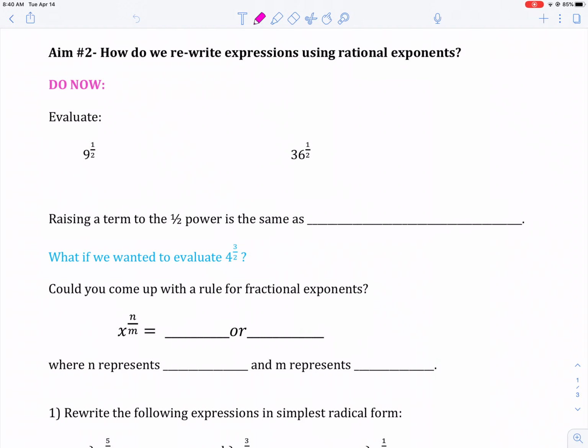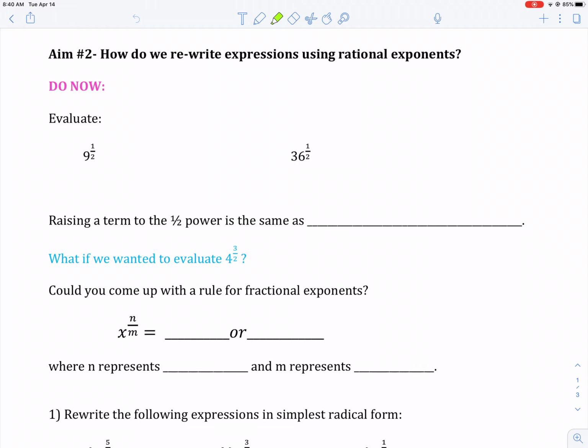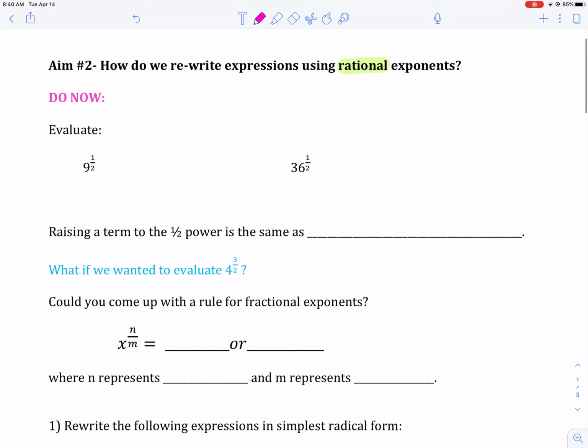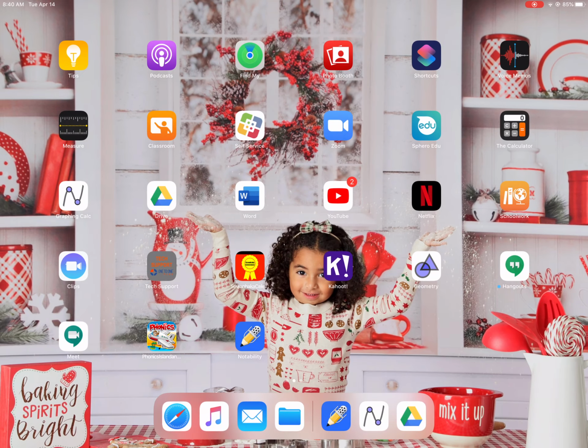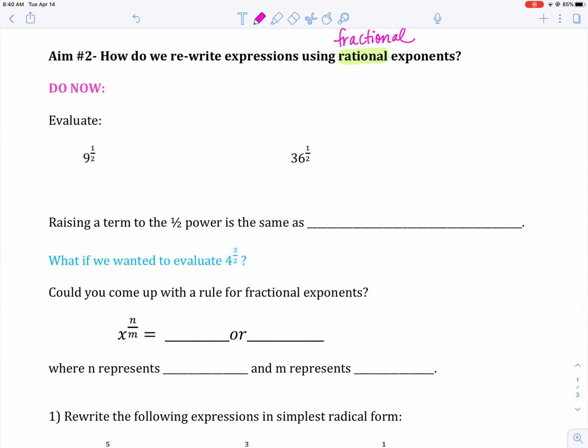Good morning, everybody. We are back with aim number 2, and we're going to start rewriting expressions with rational exponents. A lot of you don't know this word, rational. When you're talking about rational exponents, all it really means is fractional. So when you look at your do now and you're being asked to raise 9 to the 1/2 and 36 to the 1/2, that's not something you should probably know immediately.